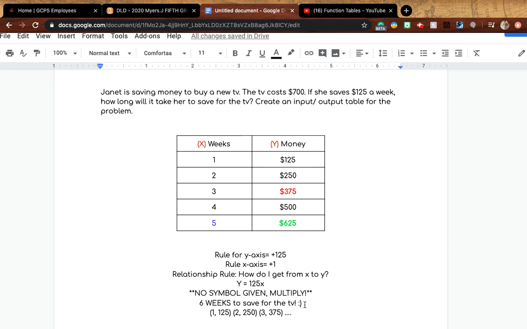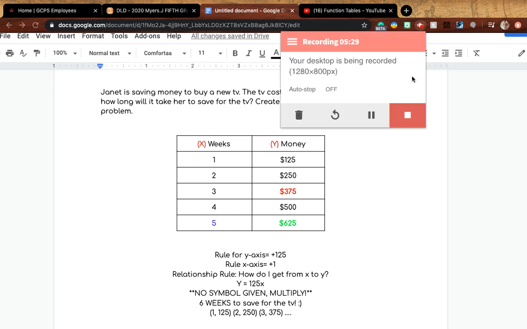Today, you're just going to do a little quick check at the bottom to make sure that you understand the basics of a function table. If you need to come back and watch this, you are more than welcome. Please let me know if you have any questions.